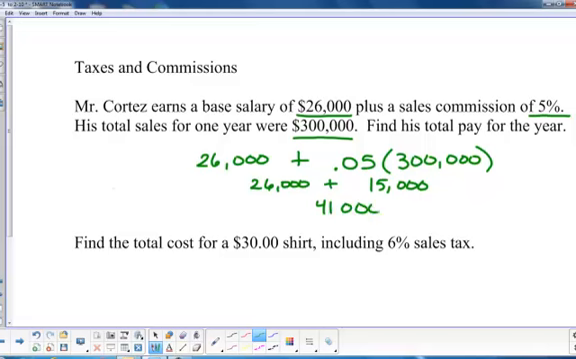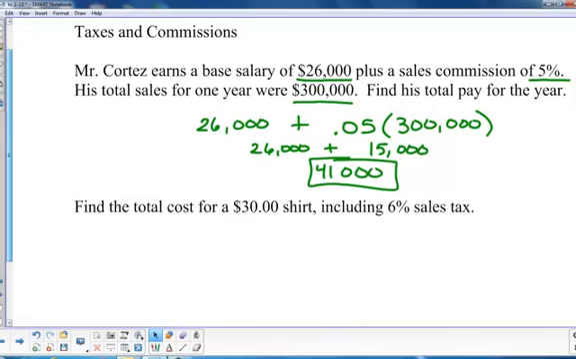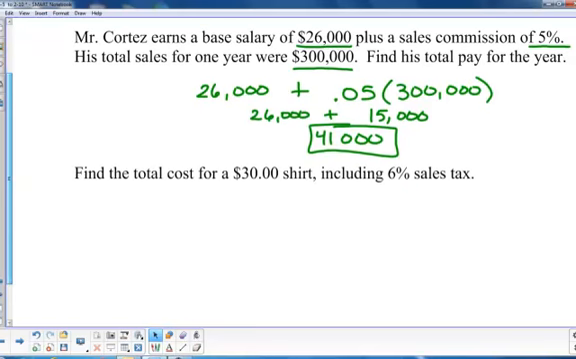And this is why sales jobs can be great and why they can be not so great. If you're talking $300,000 in sales, depending on what you're selling, it could be quite a lot. If it's candy bars, it could be like 300,000 candy bars.